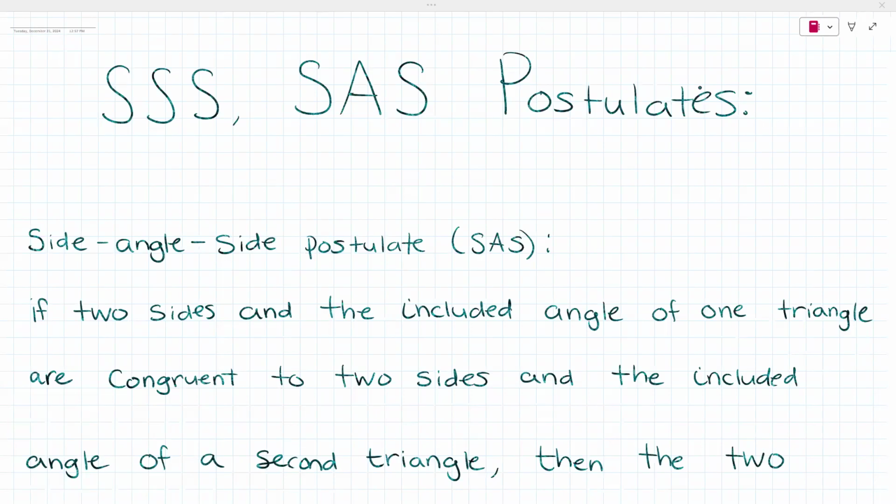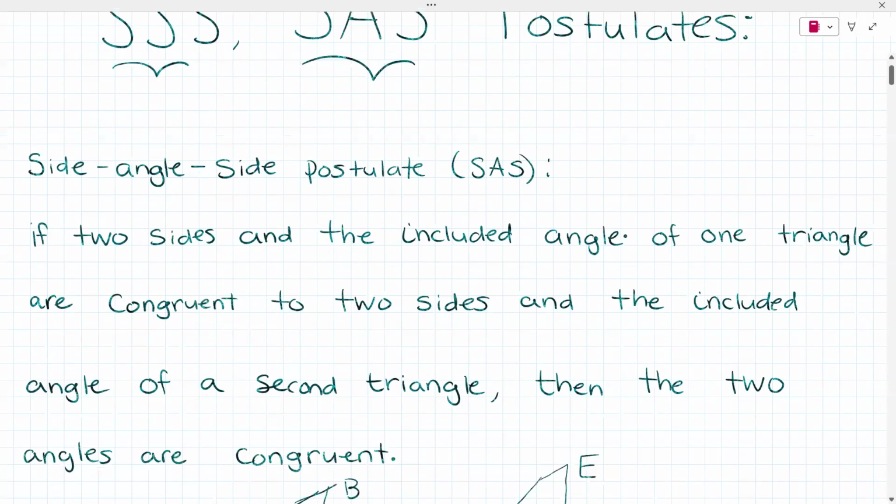Hello. In this video, we will determine if two triangles are congruent by using the side-side-side postulate, or SSS, and the side-angle-side postulate, also known as SAS. We can now prove two triangles are congruent by using these two theorems, SSS and SAS.